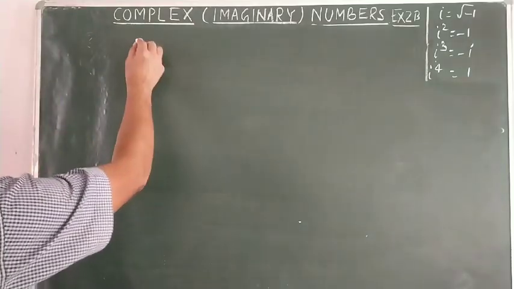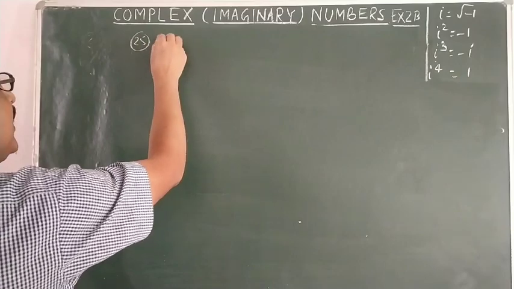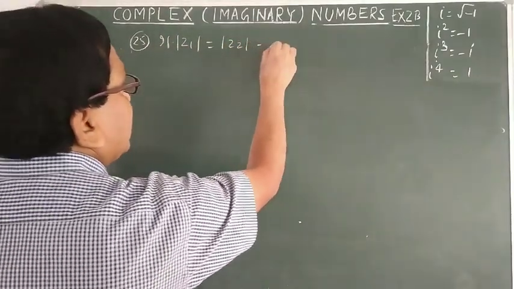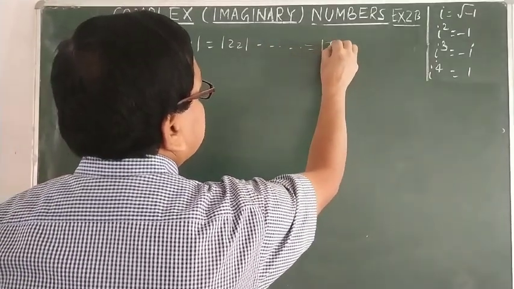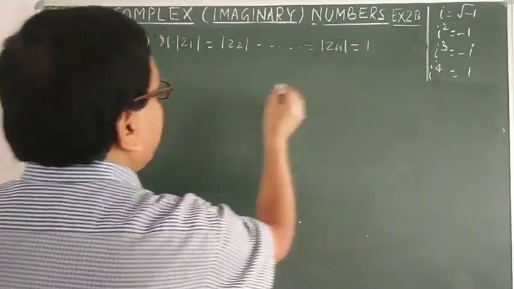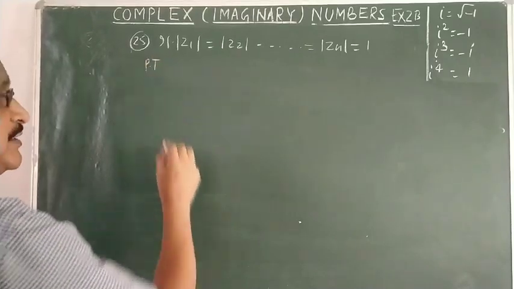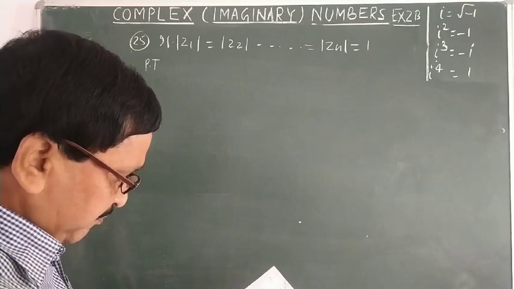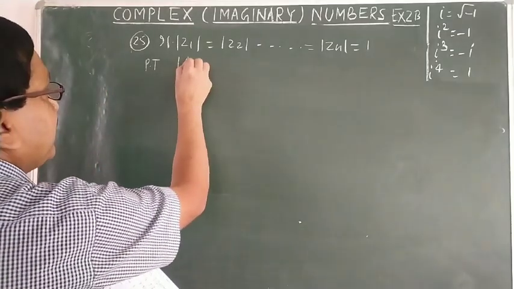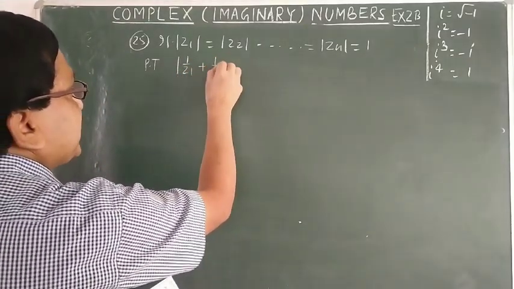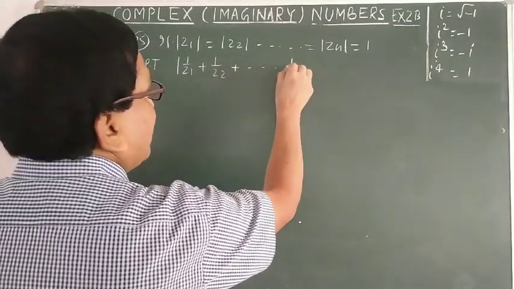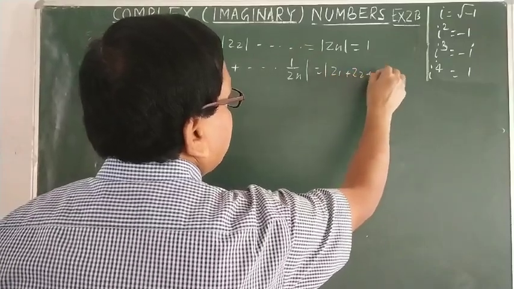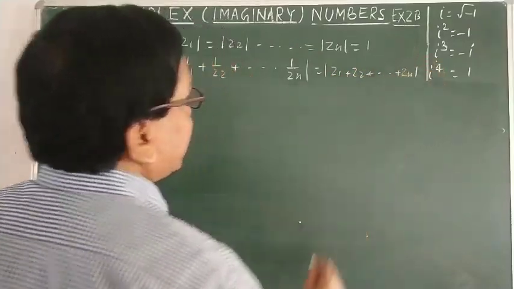Now this is problem 25. If the modulus of Z1, Z2, up to Zn are all equal to 1, prove that 1/Z1 + 1/Z2 + ... + 1/Zn is equal to the modulus of Z1 + Z2 + ... + Zn. This is a very urgent problem of higher order thinking ability. It has to be proved.